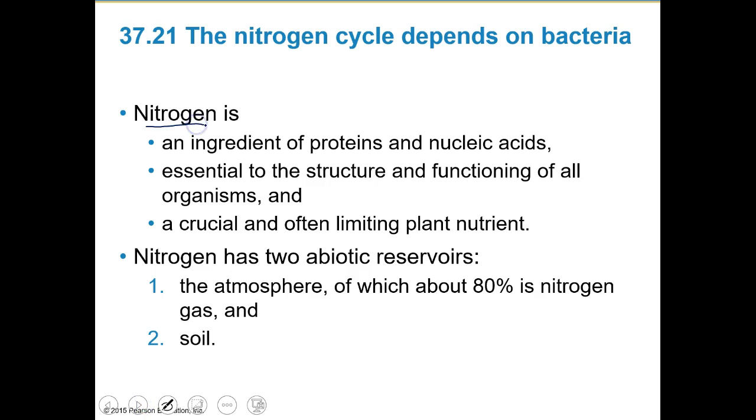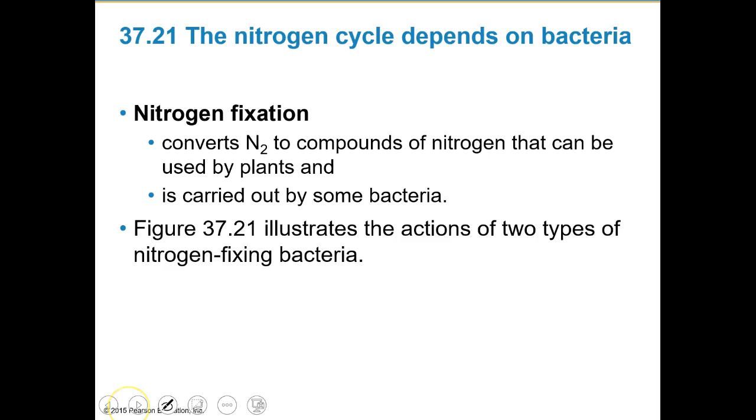Nitrogen is our next one. So nitrogen is an ingredient for proteins and nucleic acids. It's essential to the structure and functioning of all organisms. It's a crucial and often limiting plant nutrient. So this one's often limiting. It has two abiotic reservoirs. One is the atmosphere and one is the soil. Most of it's in the atmosphere, you can see, but it's really, really hard to get to.